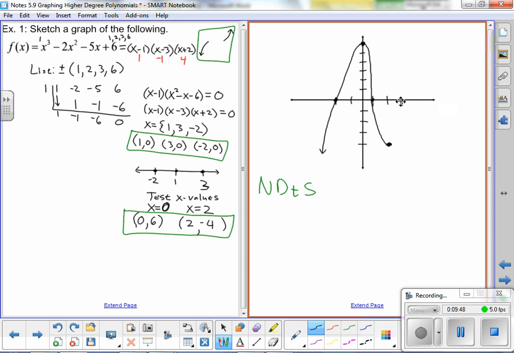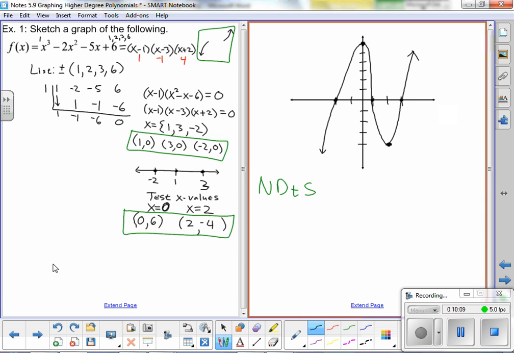Because if it hits it and bounces back down, then I've got to curve it a little bit nicer. But the thing is, I know my end behavior keeps going up this way. So I'm just going to keep extending this up this way, and that's it. That's a rough sketch of your graph. No need to label these marks because you just counted by ones. So that's how you do this.